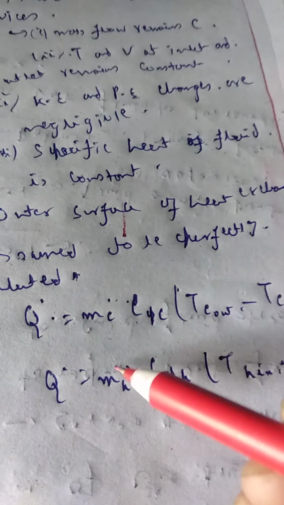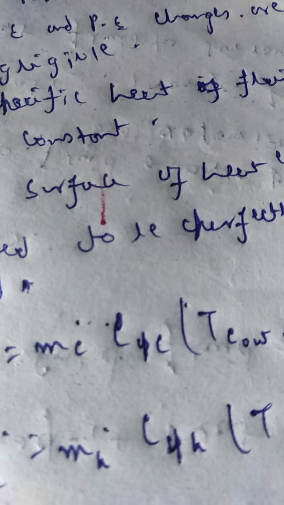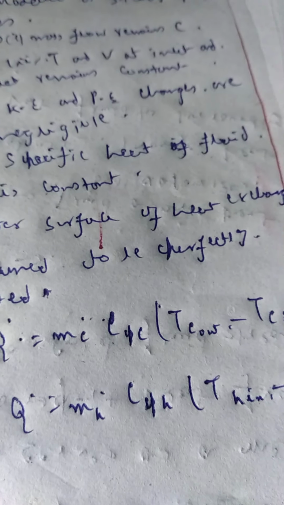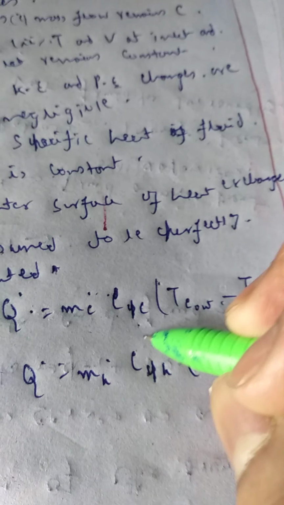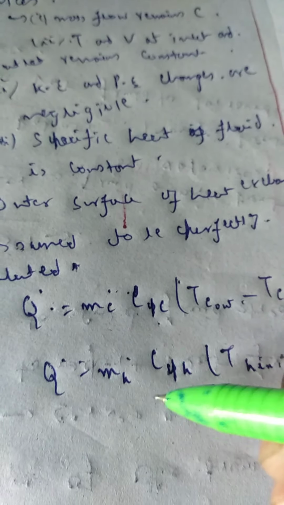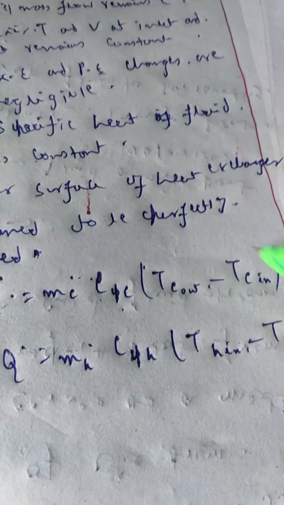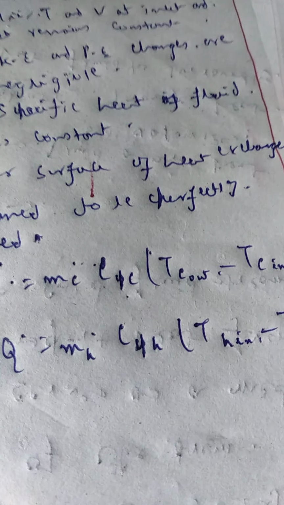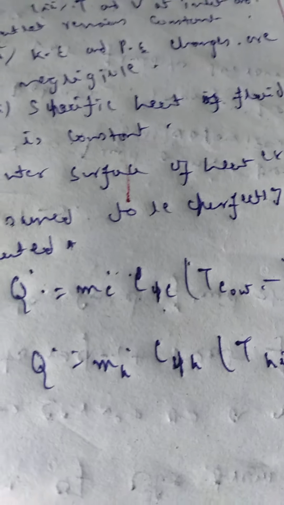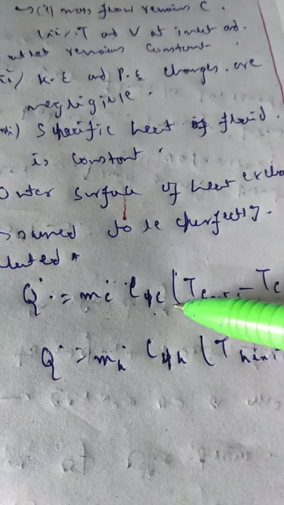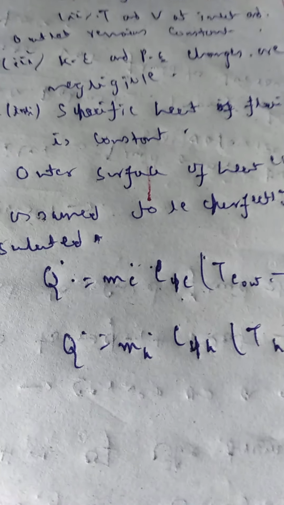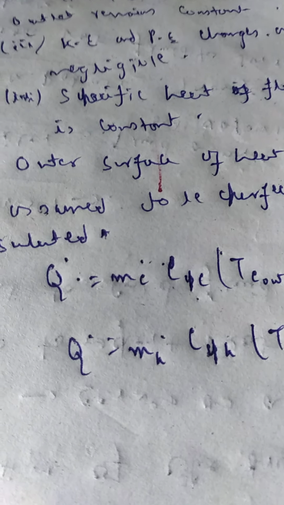Now these are the usual notations: mC and mH are the mass flow rates, and these are the specific heats of the hot and the cold fluid respectively. I am not writing these things. And these are the outlet and the inlet temperatures of the cold fluid, and this for the hot fluid. And heat lost will be equal to heat gained. So these are the things we have already told.